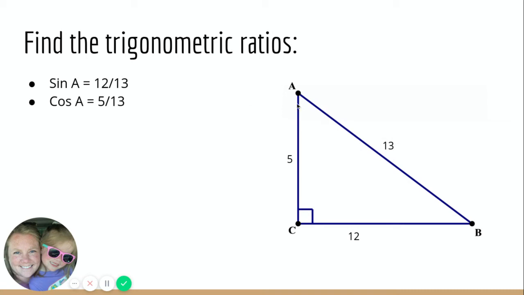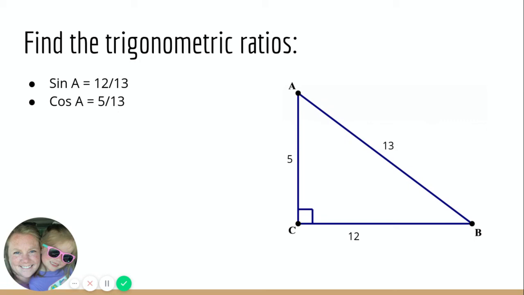Cosine A is going to be the side adjacent to the angle and the hypotenuse. So I know hypotenuse is 13. That's going to be my denominator. Adjacent is the one that it's sharing a side with, the one that it's touching. Well, it can't be this one here because that's the hypotenuse, so it has to be this one. So that is 5. So adjacent over hypotenuse is 5 over 13.